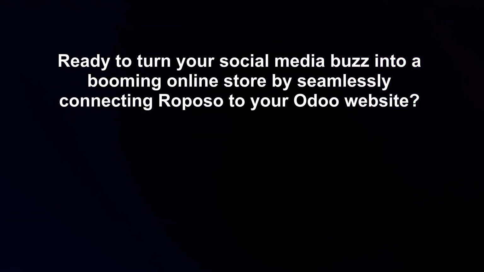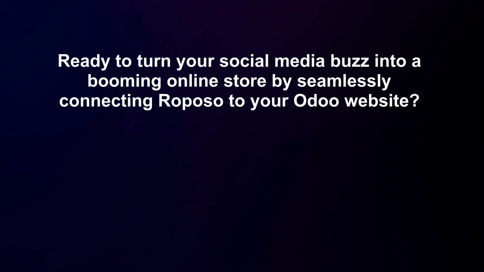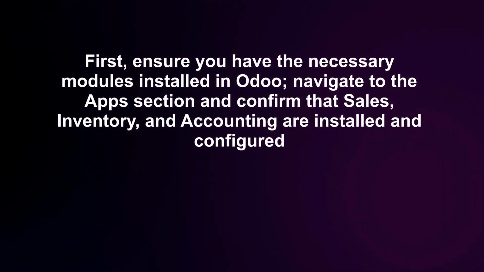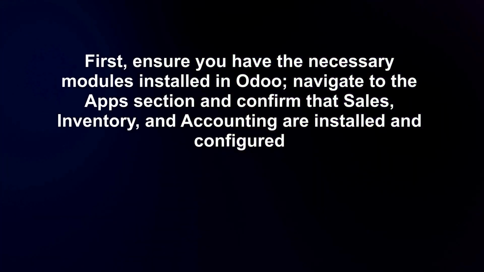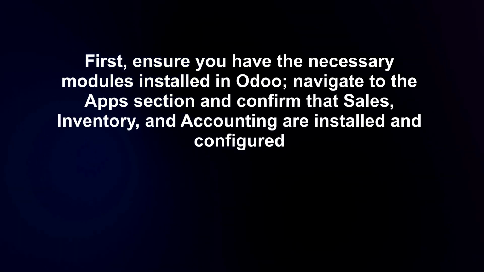Ready to turn your social media buzz into a booming online store by seamlessly connecting Roposo to your Odoo website. First, ensure you have the necessary modules installed in Odoo. Navigate to the Apps section and confirm that Sales, Inventory, and Accounting are installed and configured.